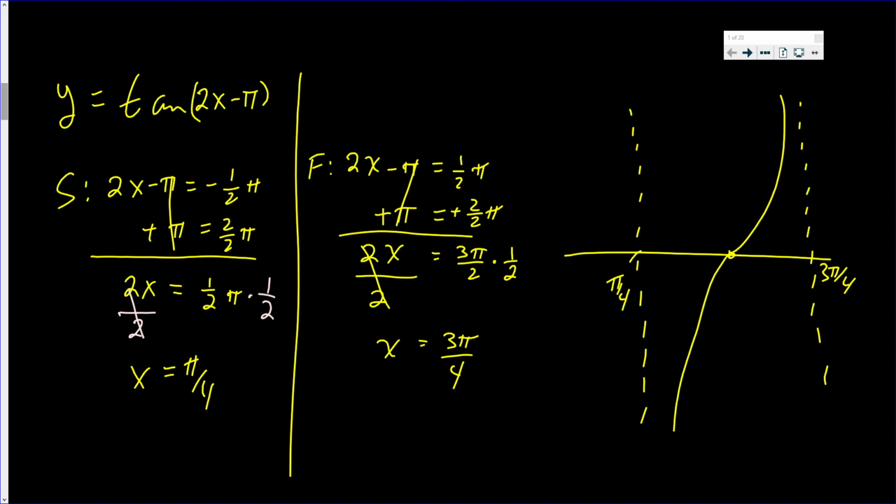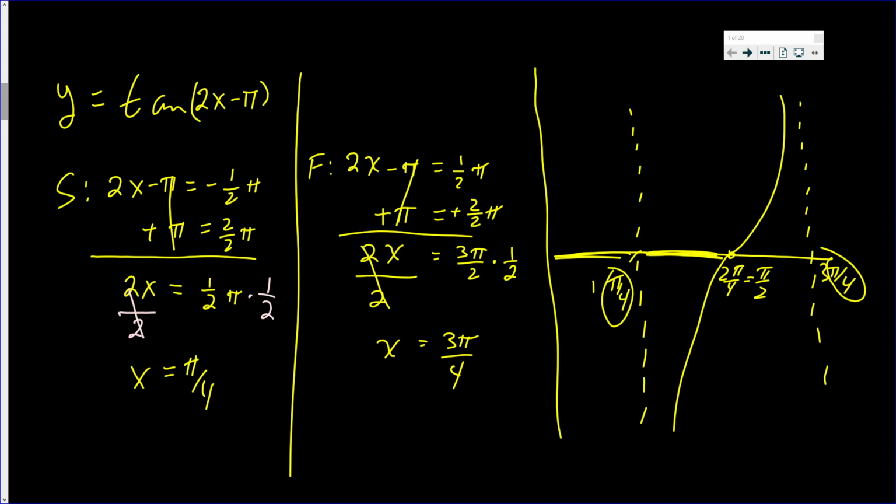And there's my graph. Now, in between pi over 4 and 3 pi over 4, in between 1 and 3 is 2, so 2 pi over 4, which is also pi over 2. This distance is pi over 4. So I go about the same to the left of pi over 4, and of course I find 0, which is the y-axis.